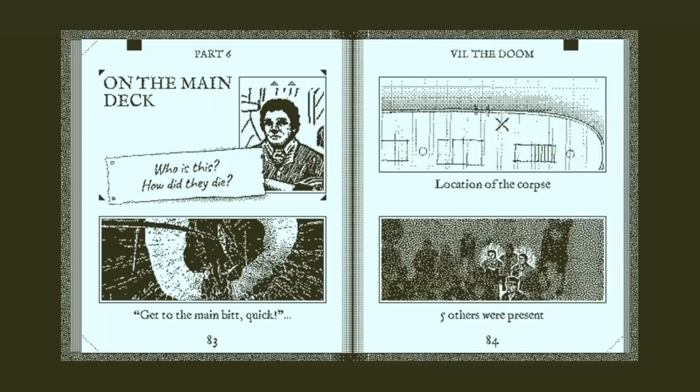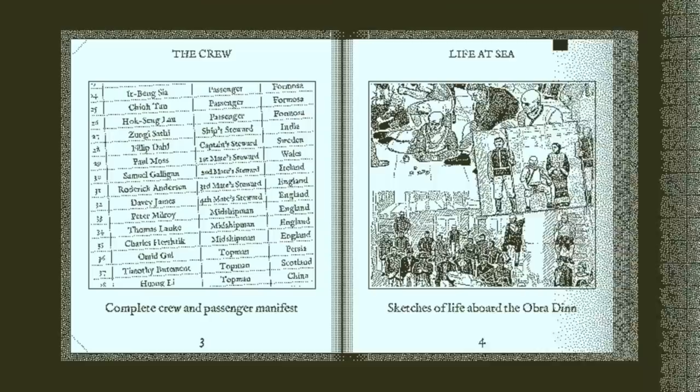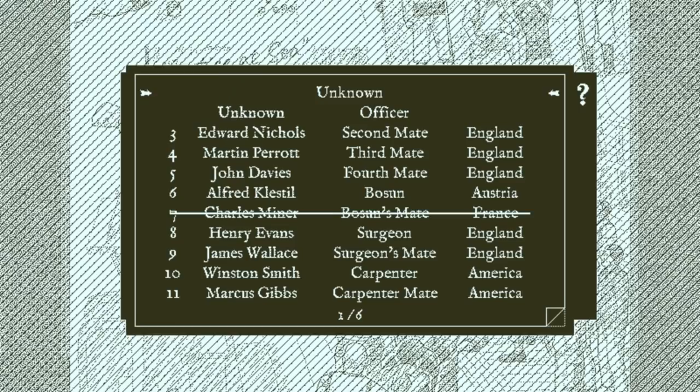All right, we know this guy for sure. Okay, fantastic. Who is this dude? Okay, first mate. We didn't identify the guy in the chair. Okay, so let's think about him. His arm is torn off. That's why you have the brains. All right, so again, the dude from France is the bosun's mate. This would be Alfred Klestel, the bosun. So we've identified, so we know who he is. Okay, this unknown soul is this guy.